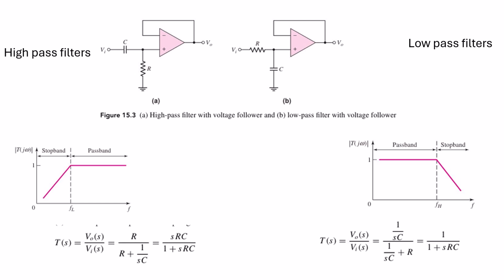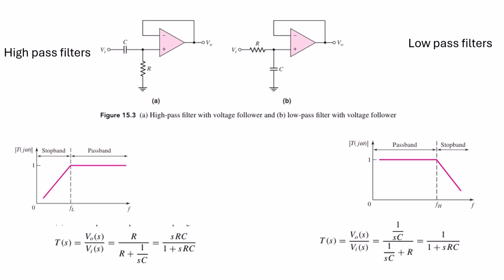Also, the characteristics for the high pass are all the same. So T(S), the transfer function, that is the output divided by the input voltage, is equal to R divided by R plus 1 by SC. 1 by SC is the reactance across the capacitor. So finally it will be SRC divided by 1 plus SRC. If we plot these transfer characteristics, there will be the FL, that is the lower cutoff frequency.